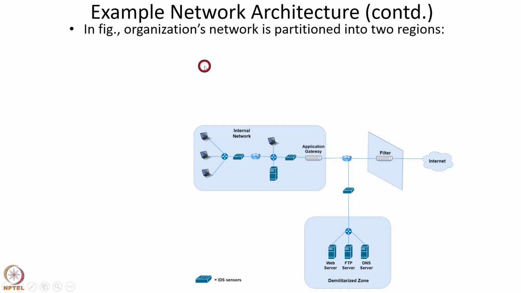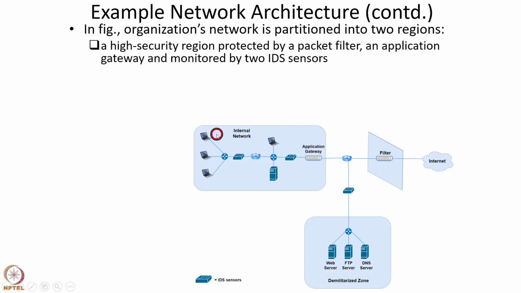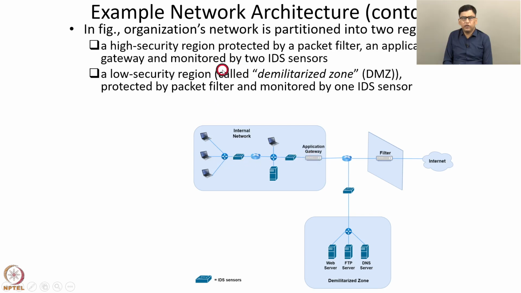So in this figure, as we said earlier, the network is partitioned into two regions. One is a high security region, that is this one. So this high security region is protected by a packet filter, which is this one, and an application gateway, which is shown here, and monitored by two IDS sensors, which are this one and this one. Then the other part of the network is a low security region called the demilitarized zone, or DMZ, that is shown here. So this is the demilitarized zone. It is protected by the same packet filter and monitored by one IDS sensor. So this is the IDS sensor, which monitors the traffic to and from the demilitarized zone.